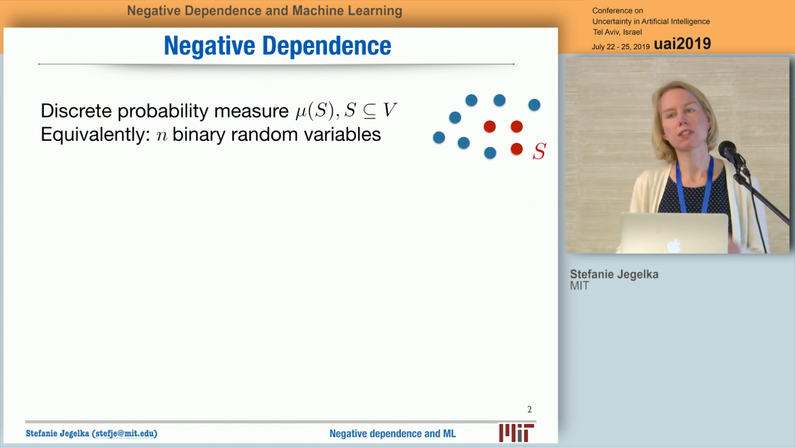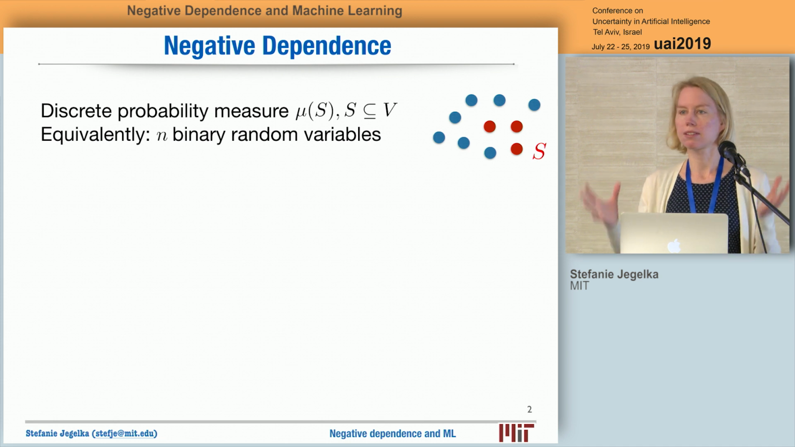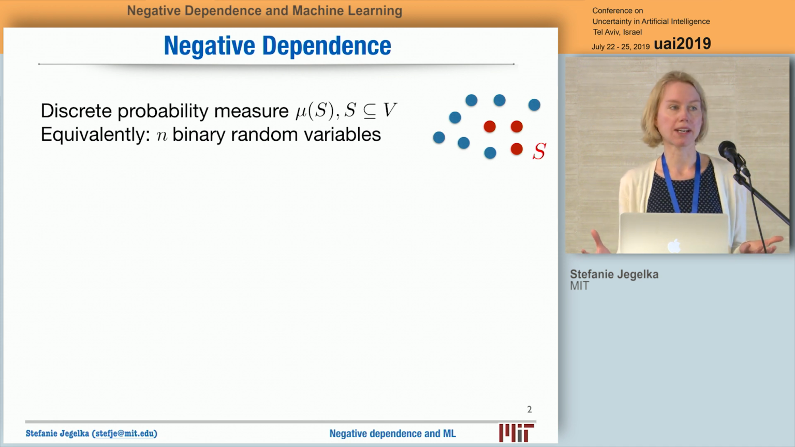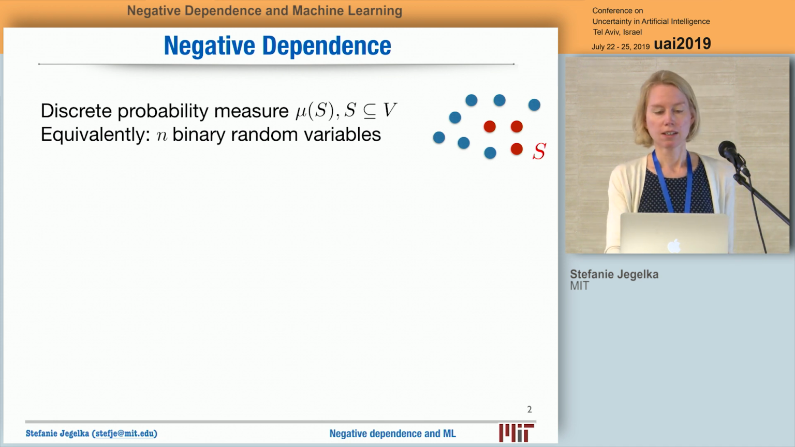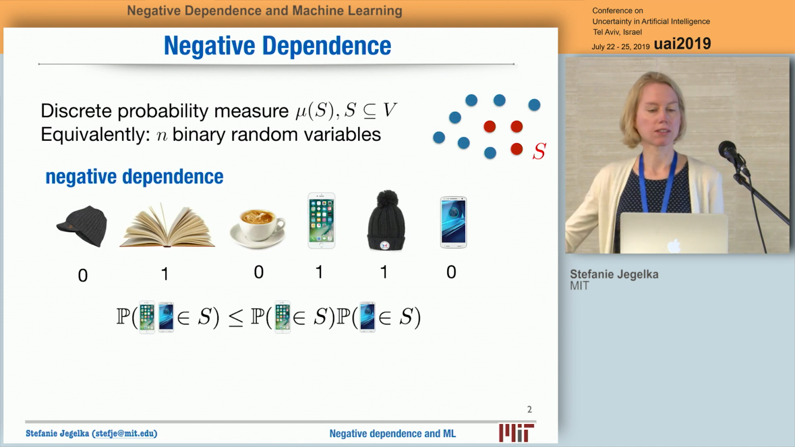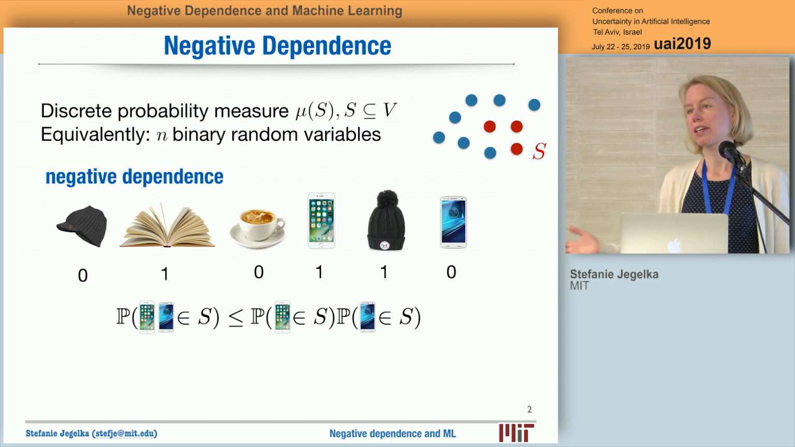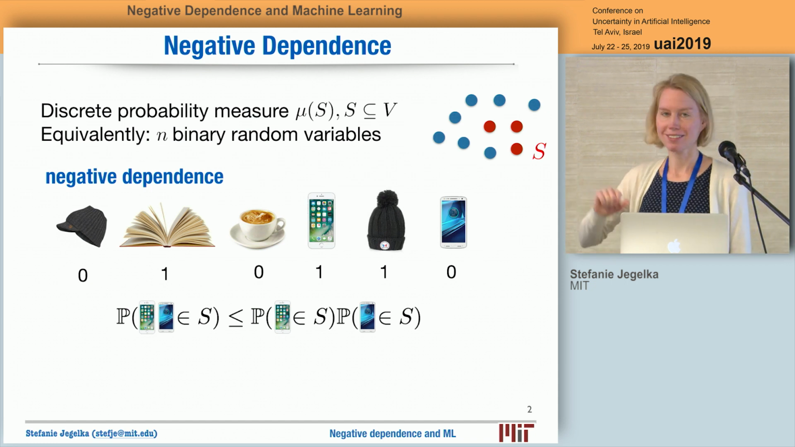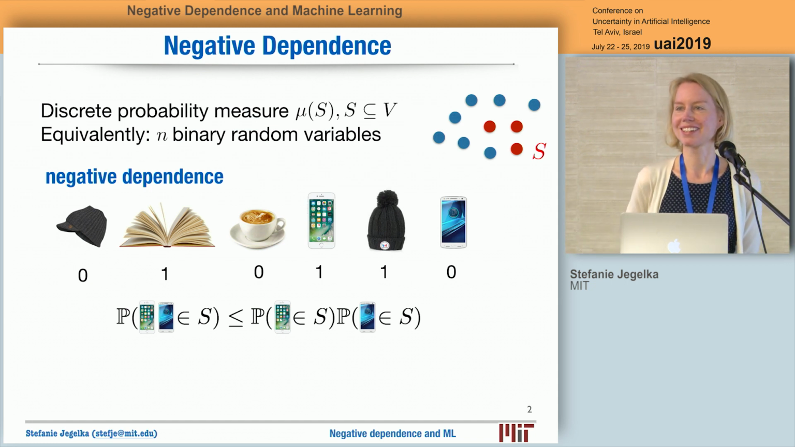So what could these be? For example, you could see that there's a user, and this random subset is what does this user buy on a given day. So for example, we could have these items, and now you observe that the user buys a book and a phone and a hat, for example. Maybe not today, this particular hat, but in general.